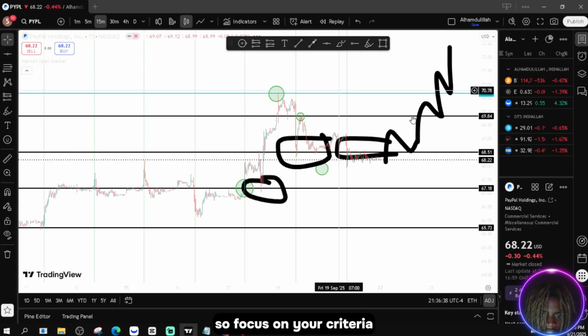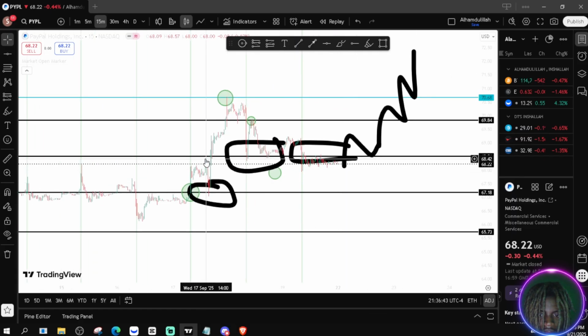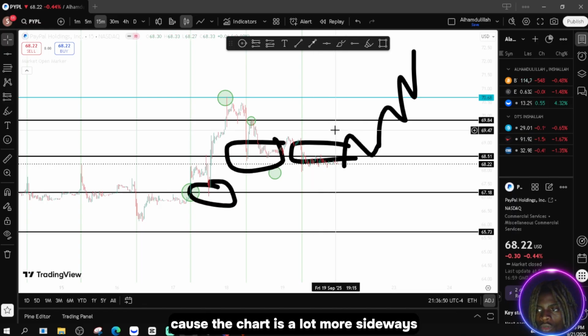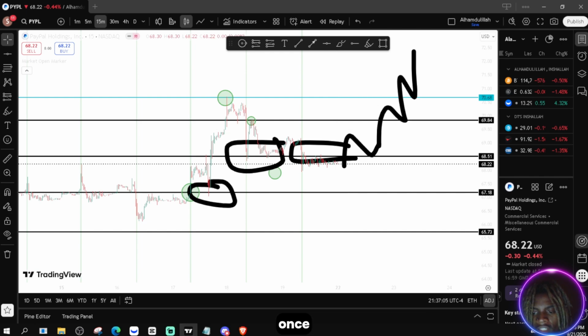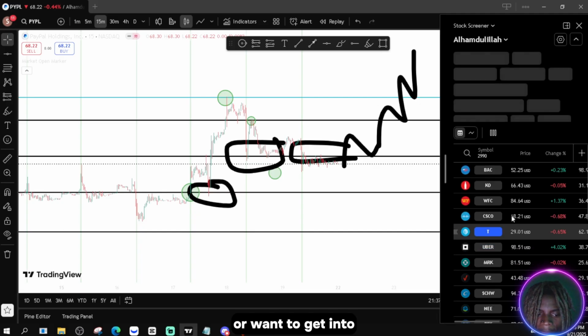So focus on your criteria, focus on how you trade, okay? And it's not always going to work on all markets. Like Forex made shorting really popular because the chart is a lot more sideways. But when it comes to stocks and crypto, stock pretty much just goes up in a straight line over the years, in the long-term scenario. So it's a lot different, but all technicals work on all charts. So that's the cool thing. Once you learn once, you can apply it to any market that you understand or want to get into.